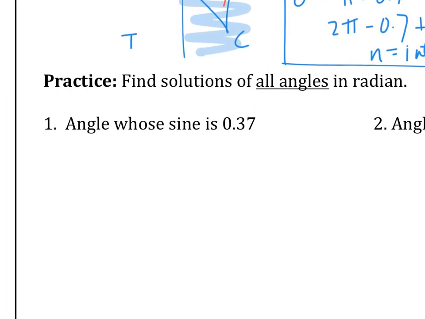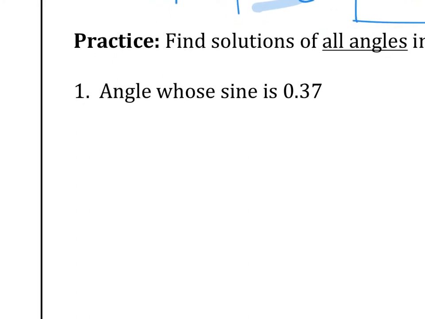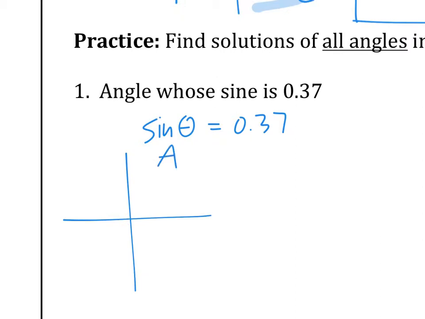Okay, practice. Angles whose sine is 0.37. I'm gonna help you first. Sine of what is 0.37? All students take calculus. All right, go ahead and try to solve this with your partner. Let me know when you are done.